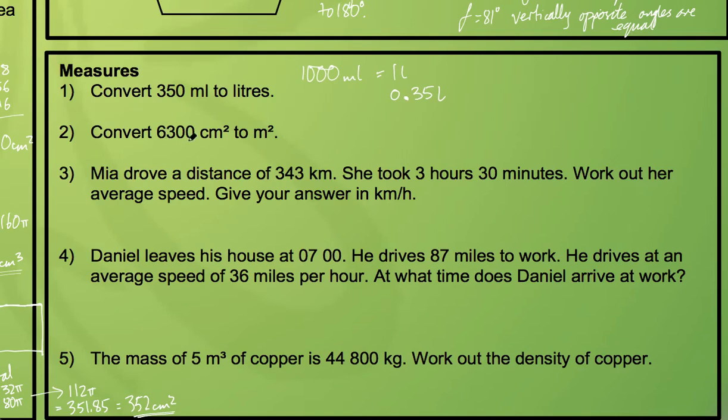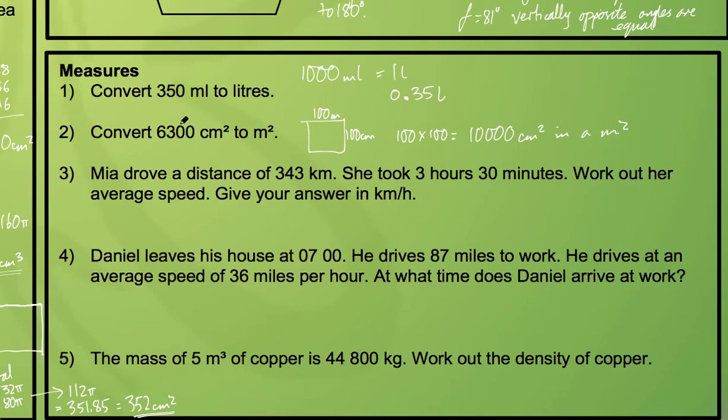This one confuses people, 6,300 centimeters squared to meters squared. Well, I know that there are 100 centimeters in a meter, so if I think about that square that's 100 centimeters by 100 centimeters, that doesn't mean that there are 100 centimeters squared in a meter squared. It means that there are 100 times 100 centimeters squared in a meter squared. So 100 times 100 gives me 10,000 centimeters squared in a meter squared.